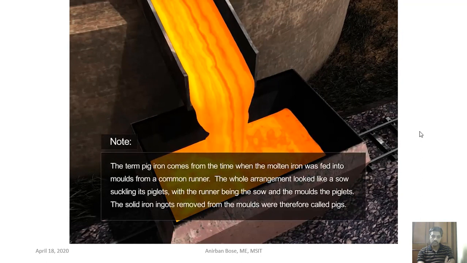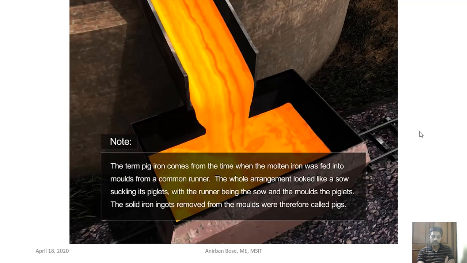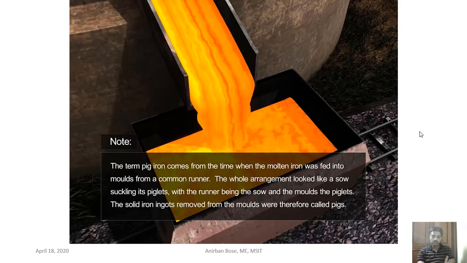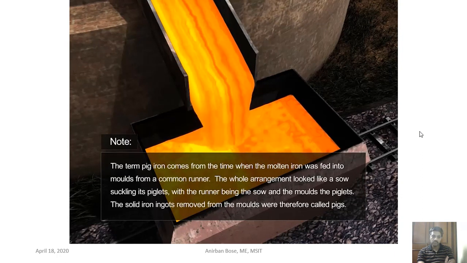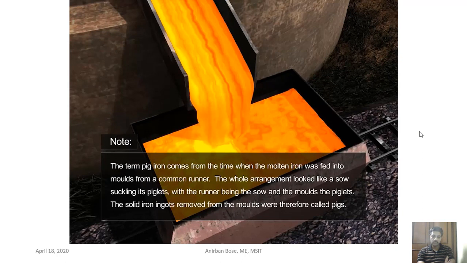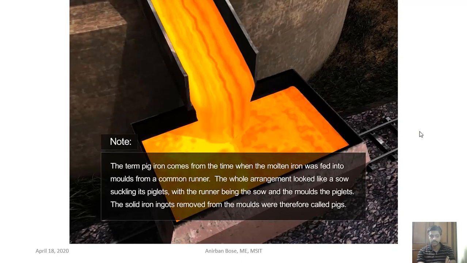Note, the term pig iron comes from the time when the molten iron was fed into molds from a common runner. The whole arrangement looked like a sow suckling its piglets, with the runner being the sow and the molds the piglets. The solid iron ingots removed from the molds were therefore called pigs.